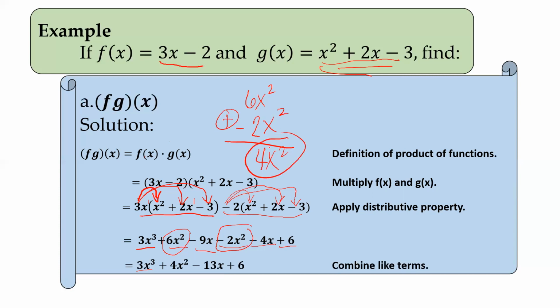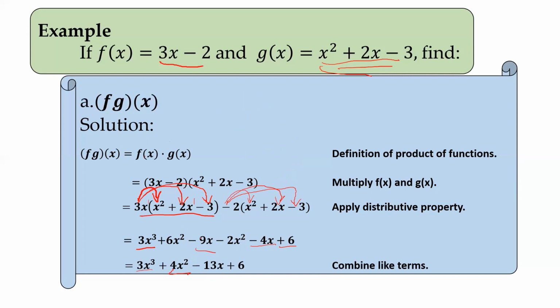Okay, when we add with the same variable and power or degree, we will just bring down it. So, bring down natin yung x squared dito. Alright, that's why meron tayo 4x squared, okay, 4x squared yung sagot. 4 positive 6x squared plus negative 2x squared. Alright, next, we will have the next one.